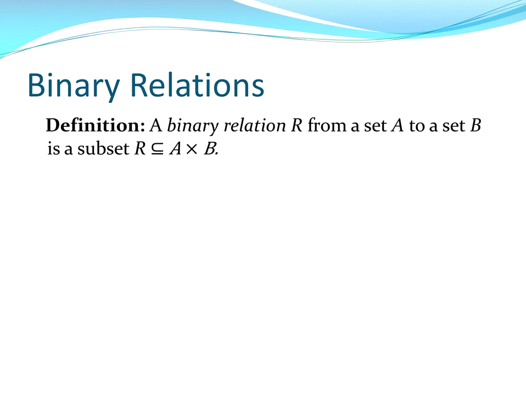This section is on binary relations, that is, relations between two sets. So here we have a definition. A binary relation, we'll call it R, from a set A to a set B is a subset of the Cartesian product of A and B. A and B do not need to be the same set or even have the same type of elements.